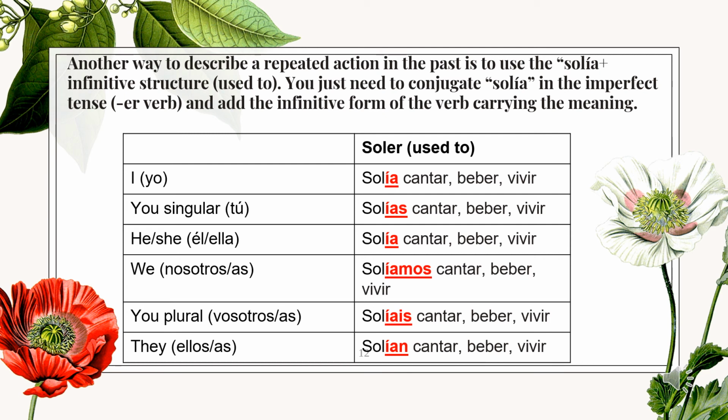And this table is different. We don't have the 3 conjugations because you always need to use solía and then whichever verb you want, no matter what the conjugation is. So solía cantar, solía beber, solía vivir. You singular, solías. He, she, it, solía. We, solíamos. You, plural, solíais. And they, solían.